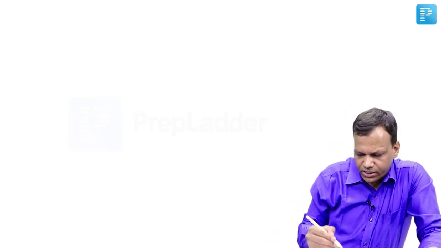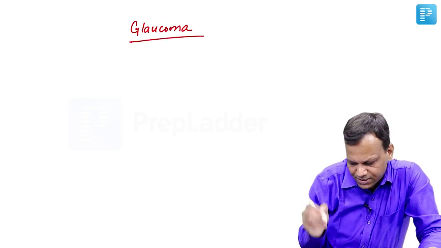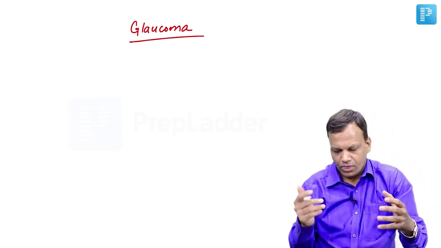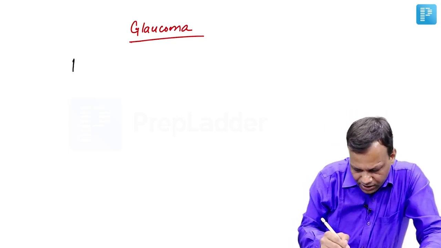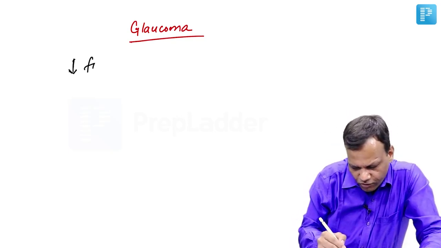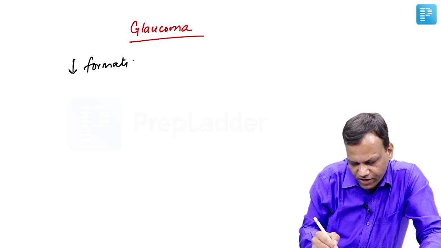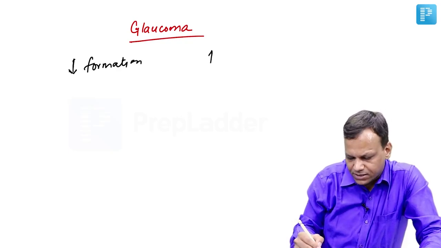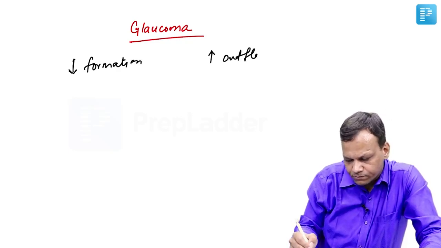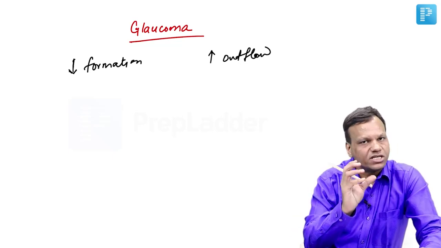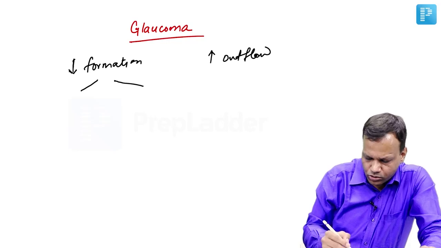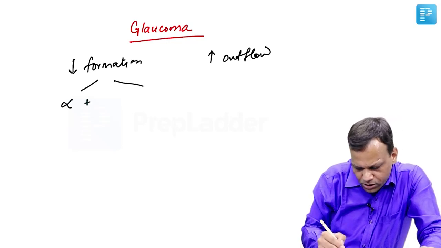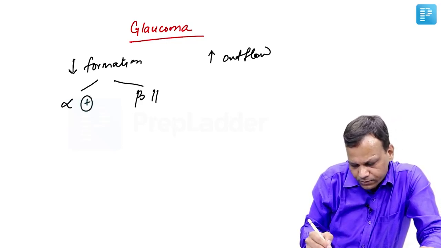Now, we need to discuss another important topic which is called glaucoma. Glaucoma is increase in intraocular pressure. And we want to decrease intraocular pressure, so that can be decreased by two methods, either by decreasing the formation of aqueous humor, or we can say secretion of aqueous humor, or by increasing the outflow of aqueous humor. The drugs which decrease the formation mainly act by causing vasoconstriction because blood is making the aqueous humor. So they can be alpha agonist or they can be beta blocker.